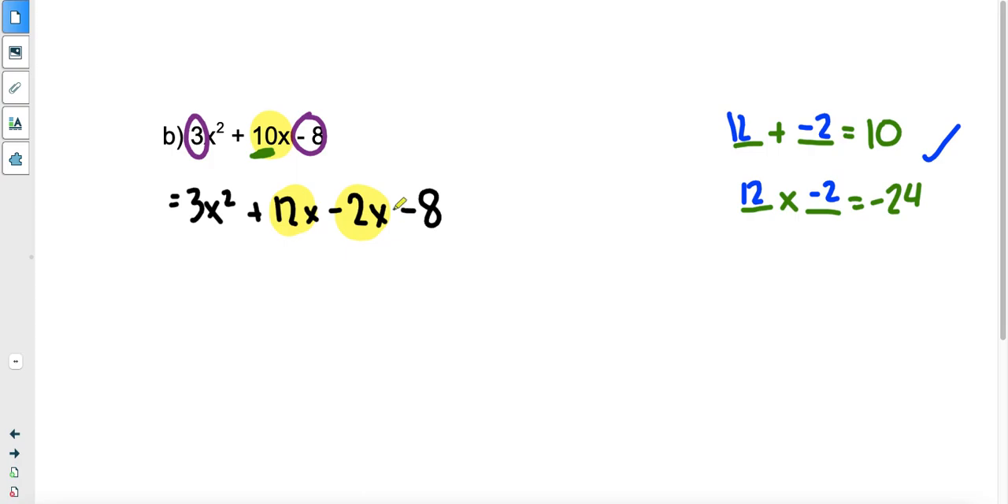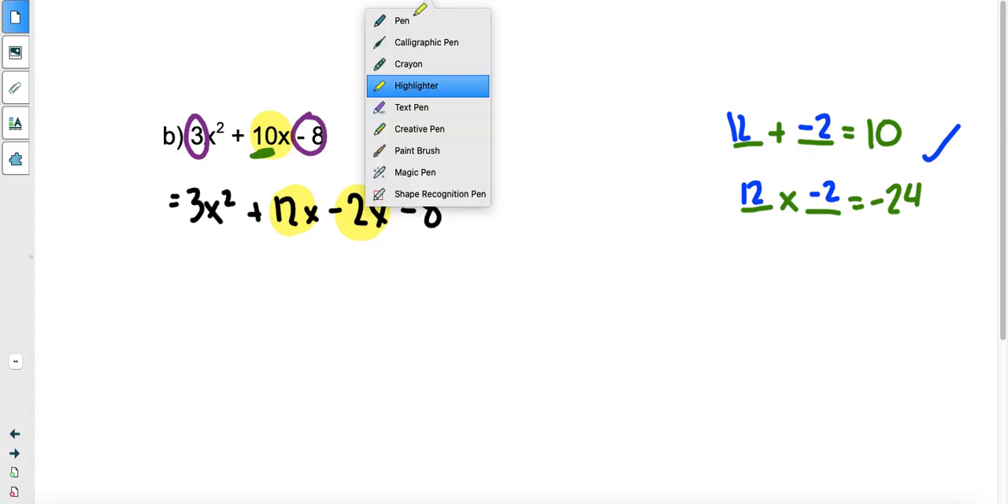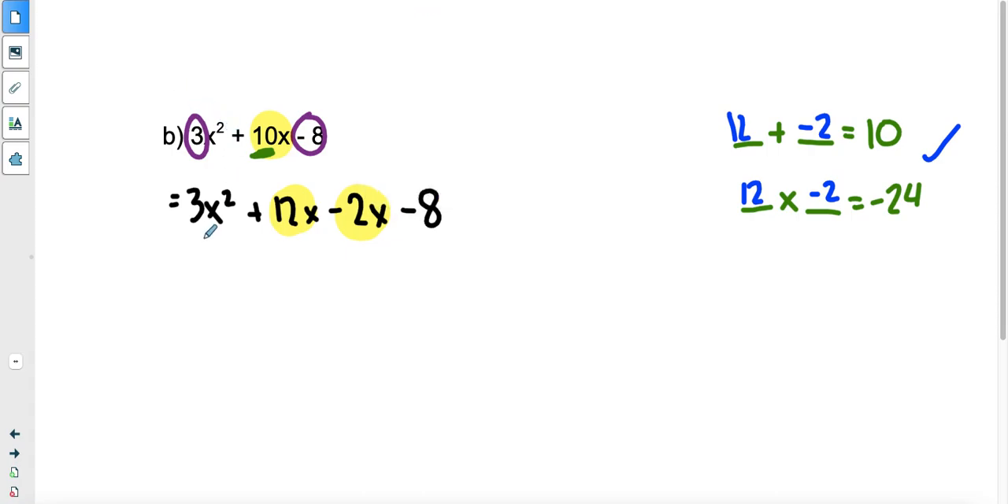And now to factor this out, we can just use factoring by grouping. So I'm going to start by common factoring my first two terms. So we need to think about what goes into both 3x squared and 12x. Well, 3x goes into both 3x squared and 12x. 3x times x gives me 3x squared. And 3x times 4 gives me 12x.